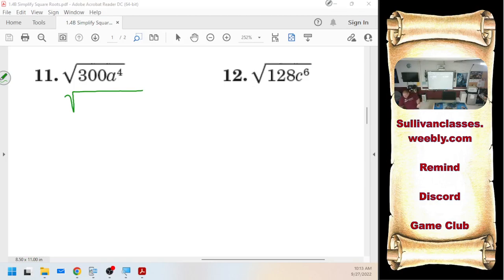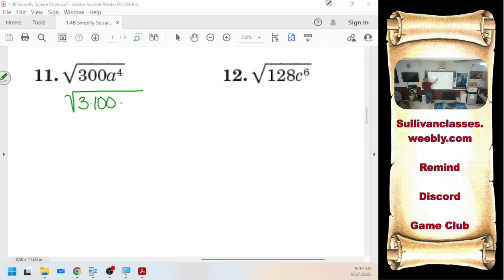Where's your perfect square list? Okay, 300 is in between what and what? 17 and 18. It's in between 289 and 324. So start with 300 divided by 289. Does it work? 300 divided by 169 or 256 and then 225 and on and on. You see which perfect square goes in there and you find out 100 is the biggest one.